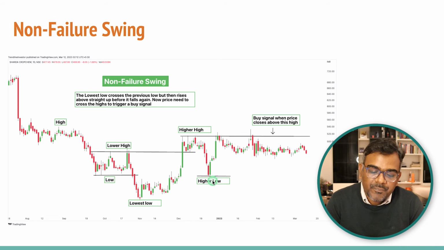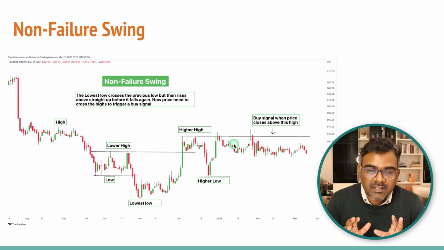Now let's assume that the stock goes all the way, makes a higher high, but crashes all the way down again, right? If it crashes all the way down, then we do not have a higher low. And that's the reason why you have to have a higher low, and the stock has to cross the previous point for a signal to be generated.